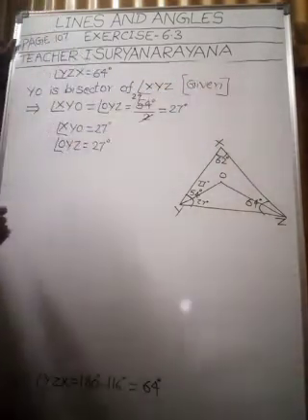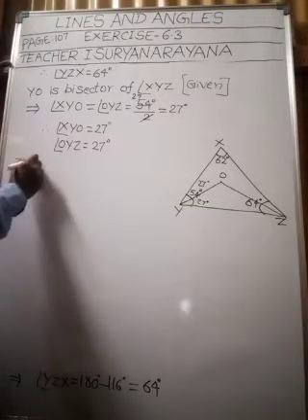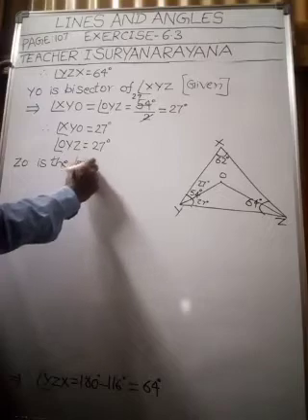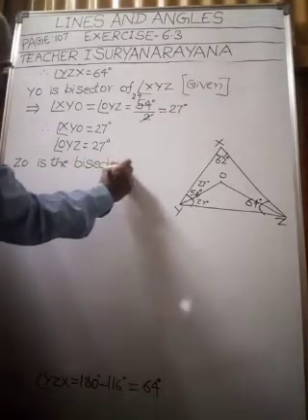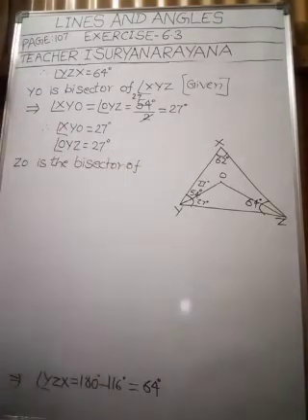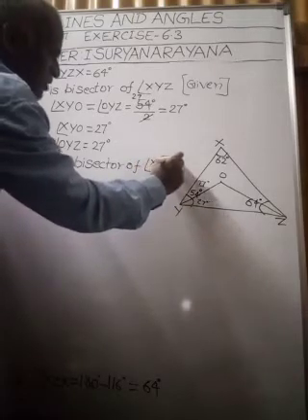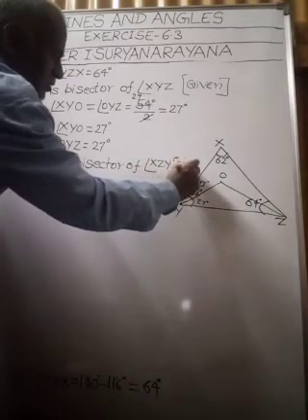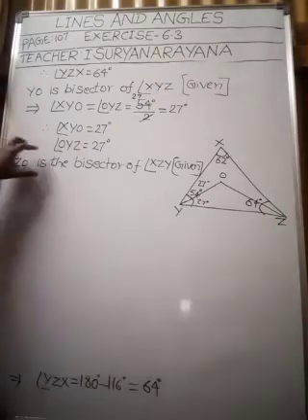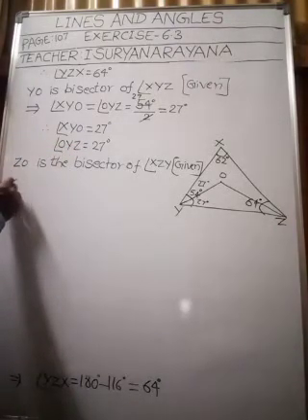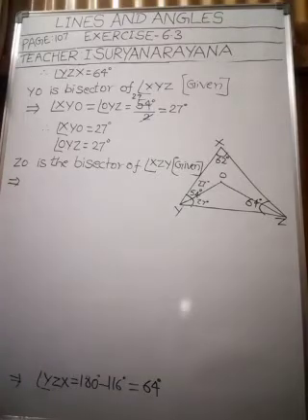It is given. Similarly, ZO is a bisector of angle XZY. Angle XZY, it is also given. This is also given in the question itself. Okay, my children, this implies, what can you write here?